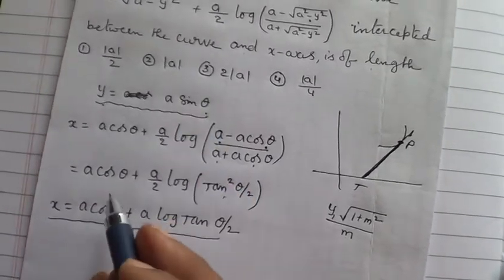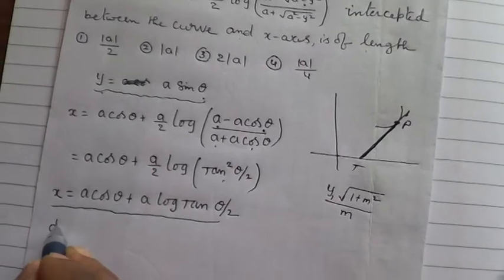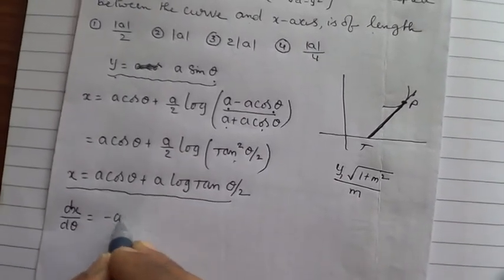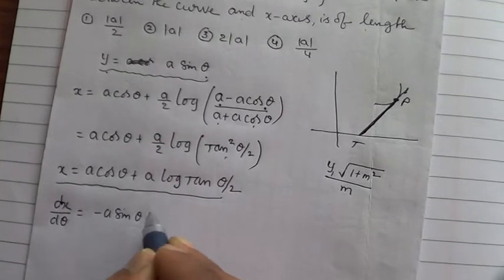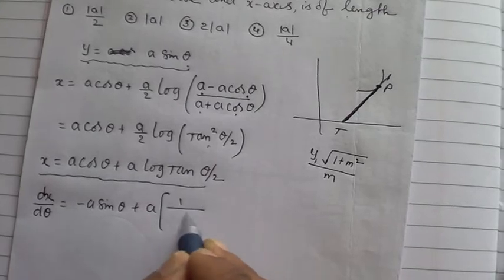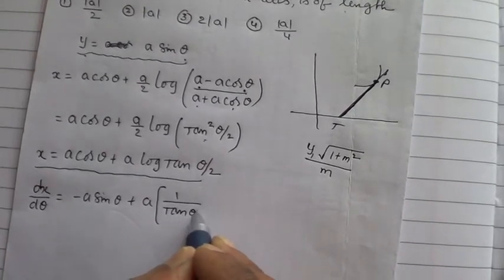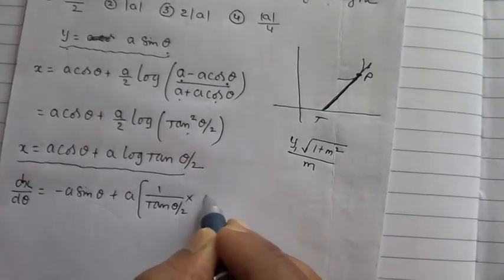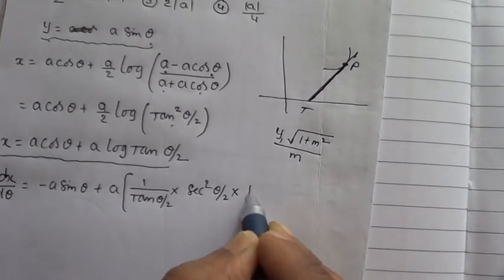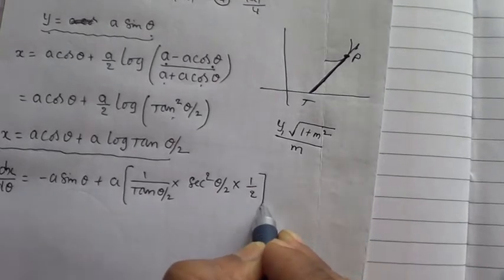Okay, so now we are finding the slope. Differentiate this one. dx by d theta is equal to minus a sin theta plus a into the differentiation of log of tan theta by 2: 1 by tan theta by 2 into the differentiation of tan theta by 2, which is secant square theta by 2 into the differentiation of theta by 2, which is 1 by 2.